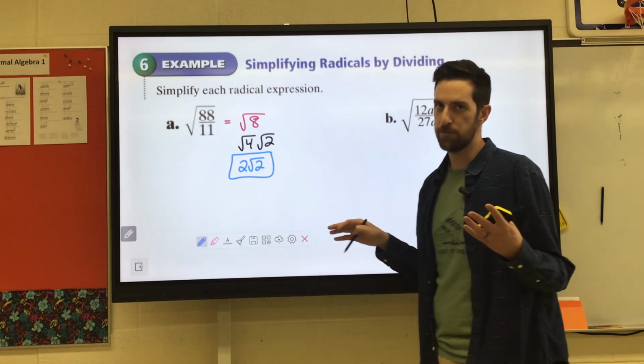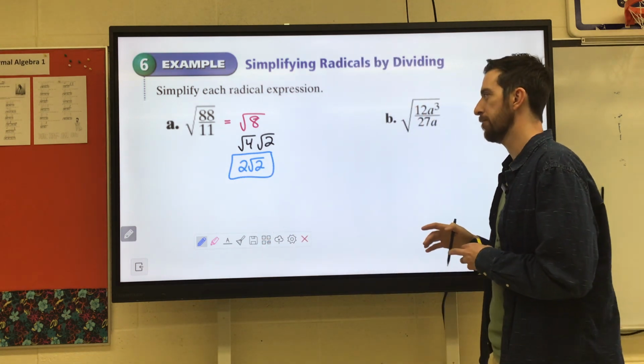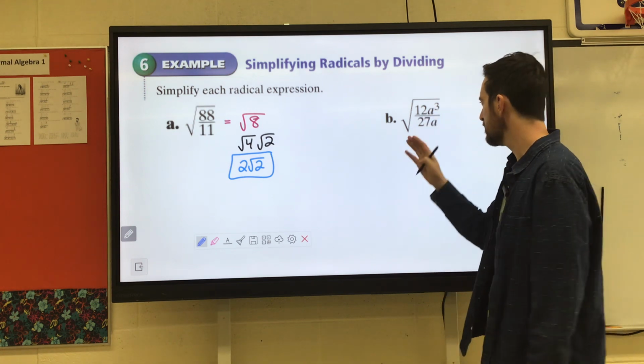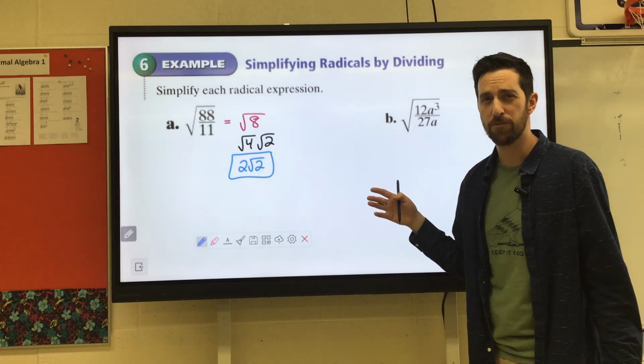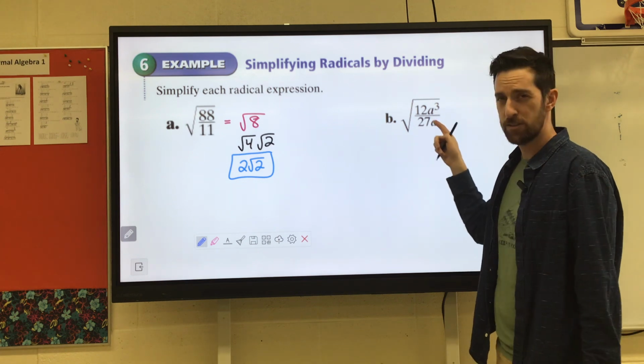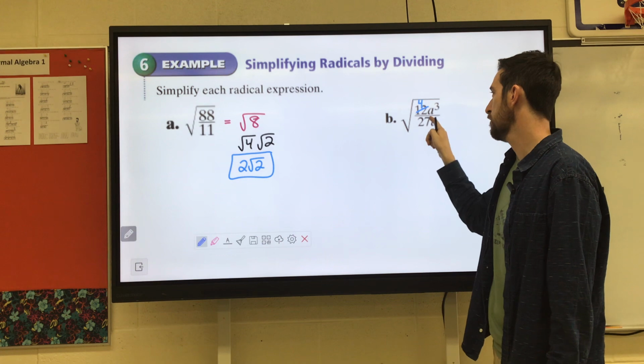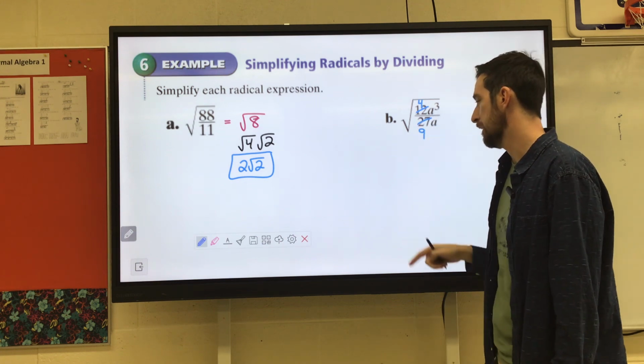So if you can simplify it, I'd highly recommend doing that first. Here, think of what goes into 27 and 12. Imagine the square root's not even there. We just had to simplify it. 3 goes into 12 and 27. 3 goes into 12 4 times. 3 goes into 27 9 times.